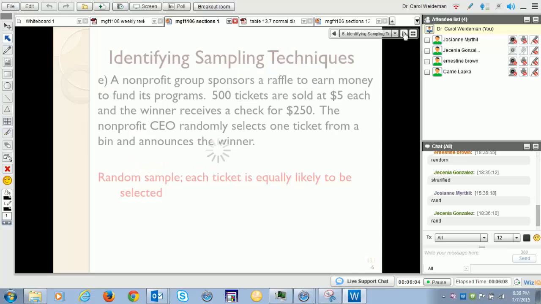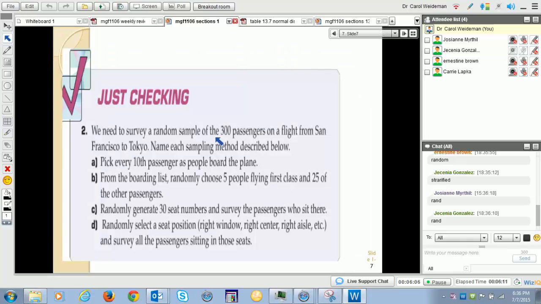Okay. All right, let's try another scenario. So it's the same situation here. We want to get a sample of passengers on a flight, and we're going to use 4 different methods, and let's identify the methods. Pick every 10th passenger as they board the plane. What kind of a sample would that be? Every 10th person. So that's going to be systematic. Yep. From the boarding list, randomly select 5 people flying first class and 25 of the other passengers. What kind of sampling do we call that one?